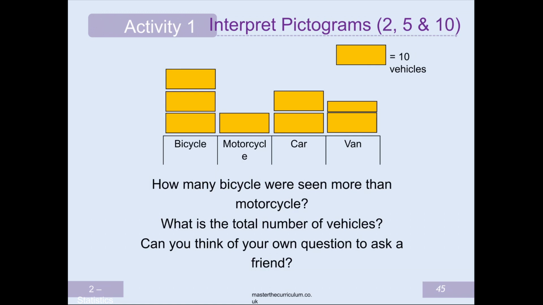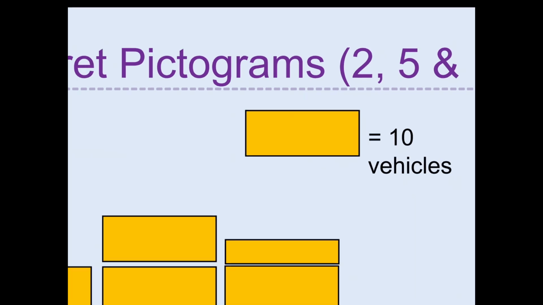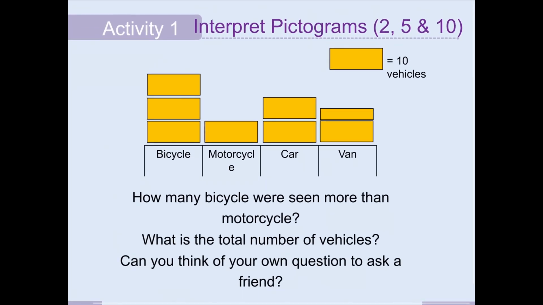Right, everyone. Did you first look at the key? That's right, always check the key with the pictogram. We can see that one yellow block equals 10 vehicles. So each one represents 10. And if you have a half, that's right, you have to halve it, which means one of these blocks represents 5 vehicles. Let's start with the bicycle.